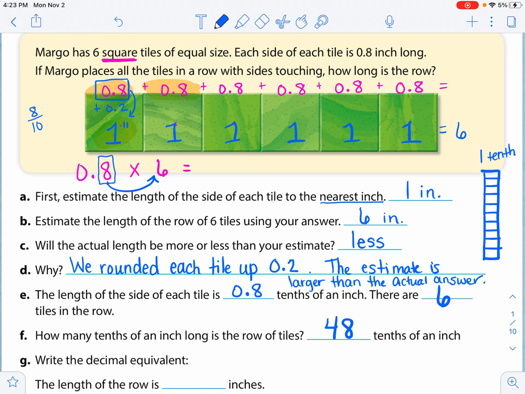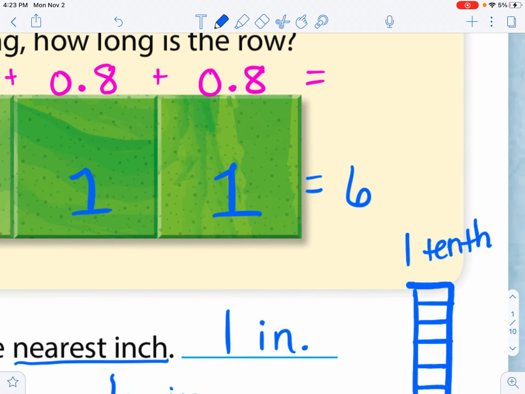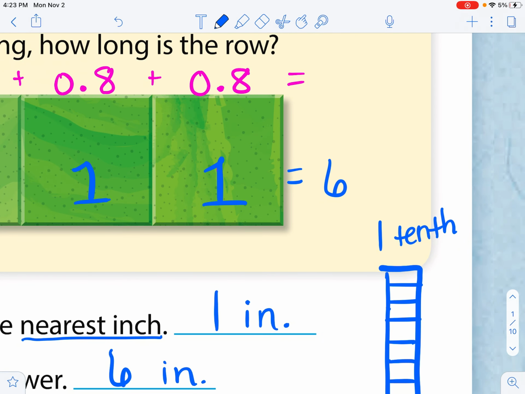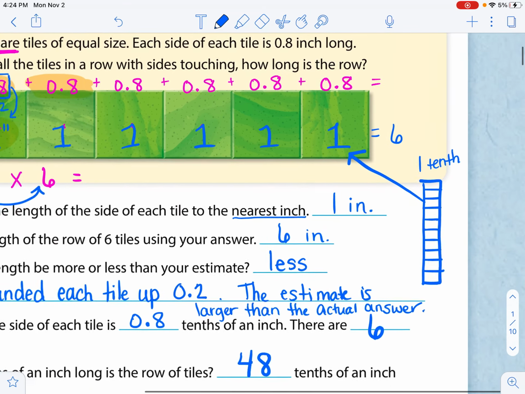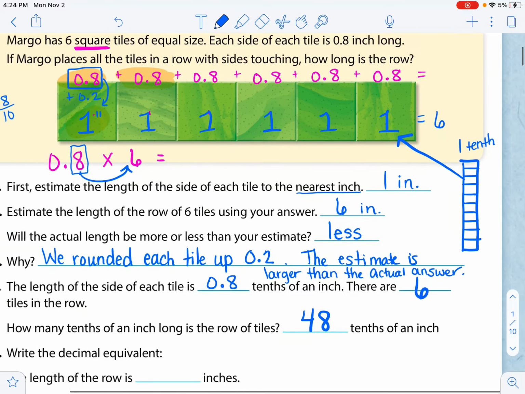So, in other words, if you can picture that, there are 8 of these rods that would fit inside one of these tiles. Okay? How many of those tenths rods would we need to make 1 whole inch? We would need 10 of them.